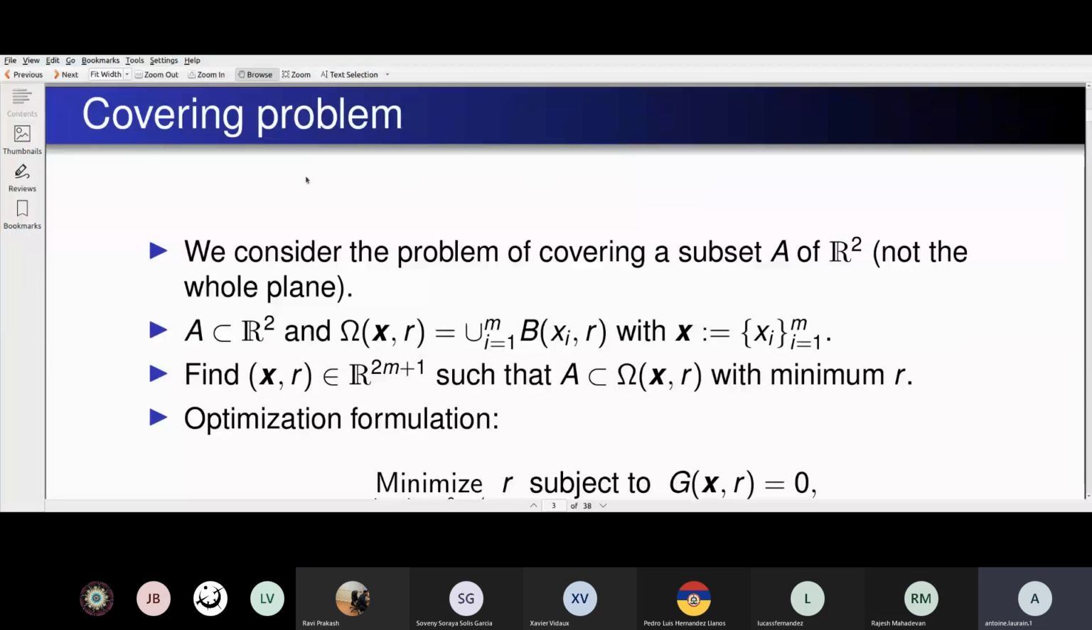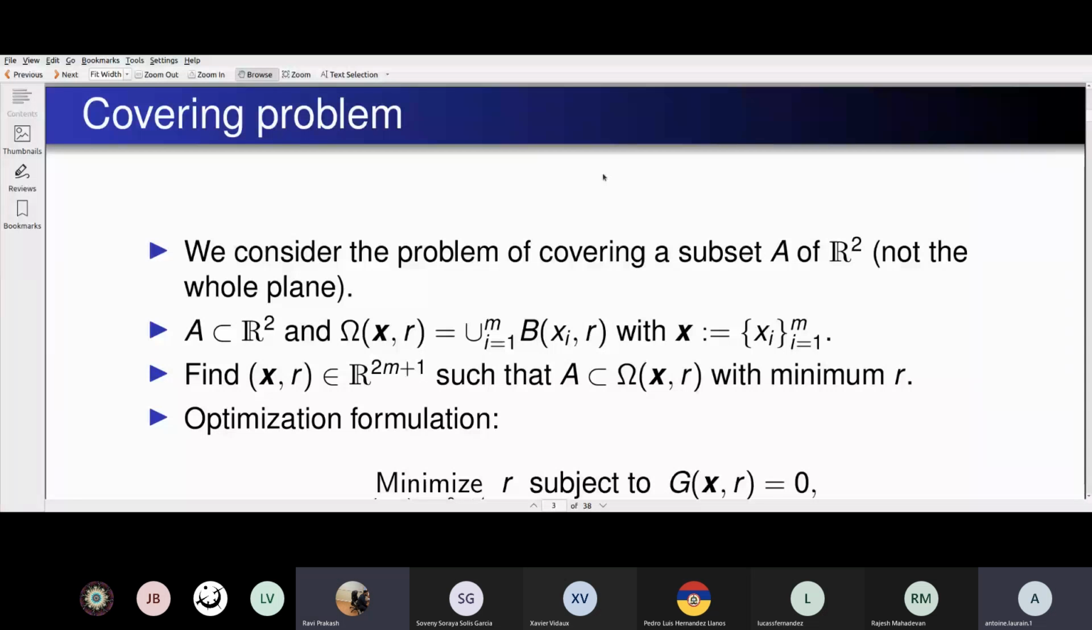Okay, so the shape that we use to cover A is a union of balls, but since we are in 2D, it's a union of disks, in fact. So you have M disks, which are called B of X_i and R. And the centers are called X_i, and I use this boldface X, which is like a vector of the positions of the centers.